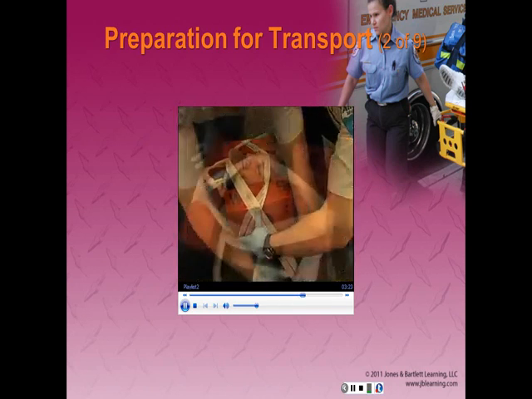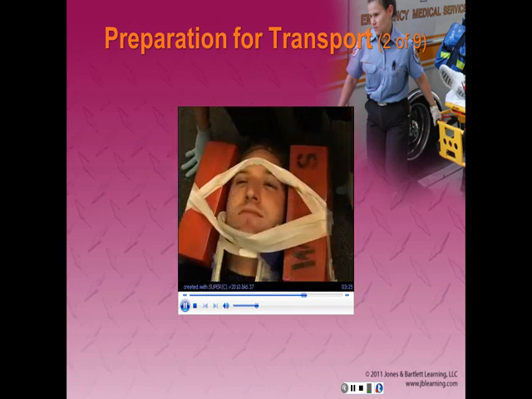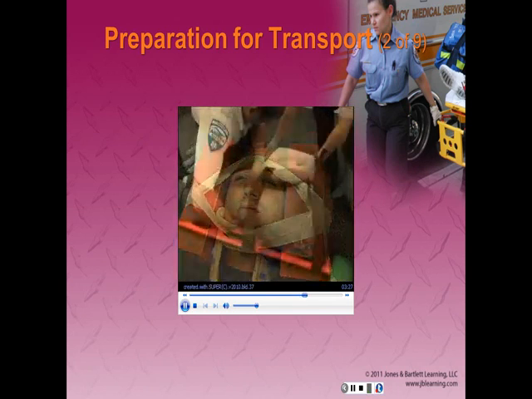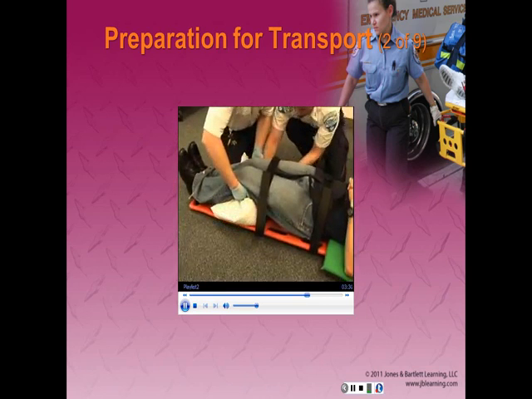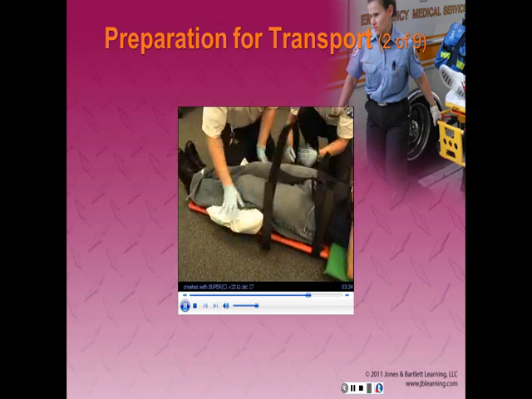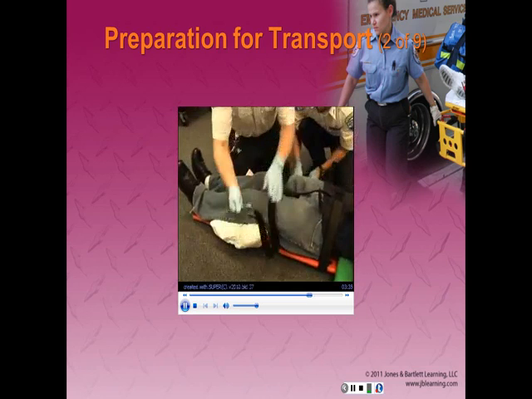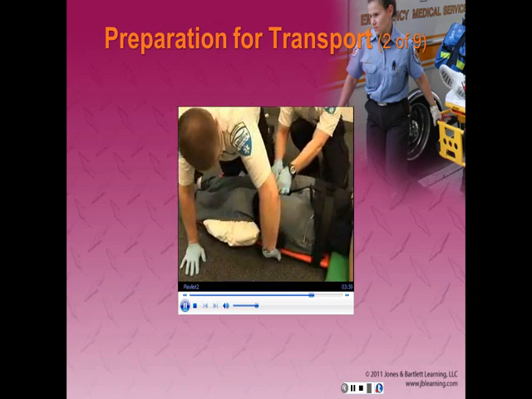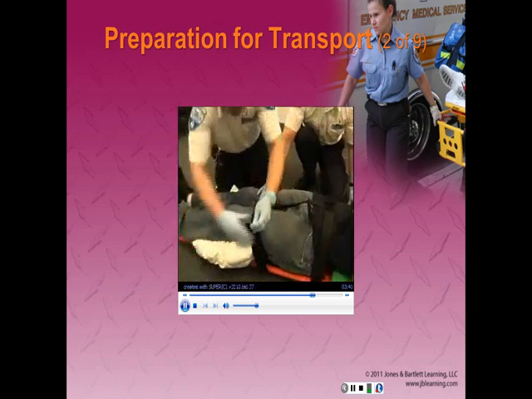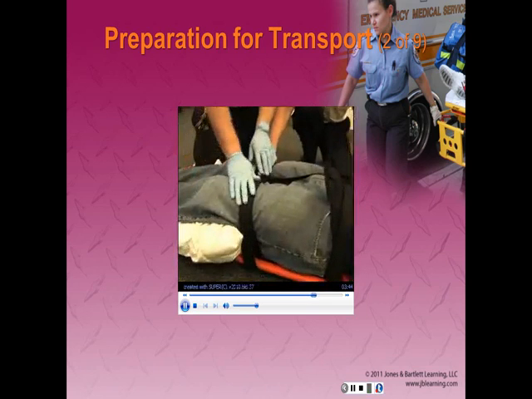When stabilization is complete, the head and neck must be in a neutral, inline position. Place a pillow under the patient's knees to maintain a slightly bent position. This will place the back in the correct anatomical position. Ensure that the patient's legs are secured to the backboard.